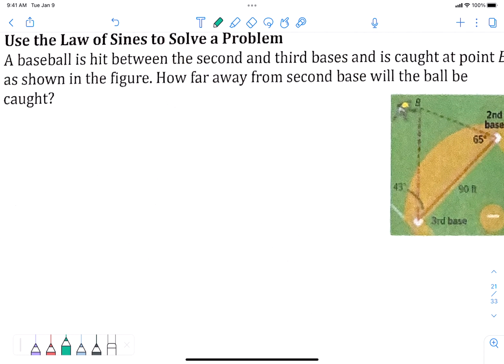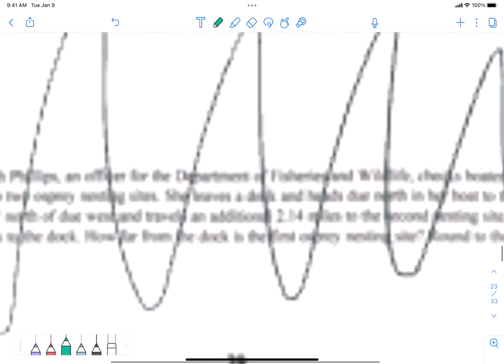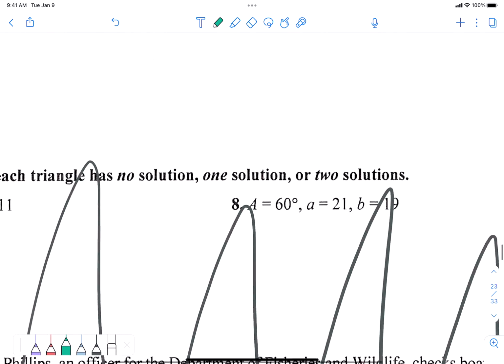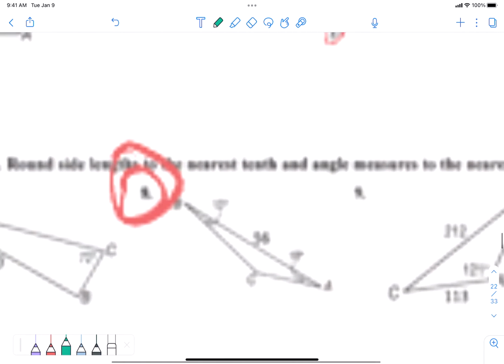But it says a baseball is hit. Where did I go here? We're making him dizzy. We're making him real dizzy.